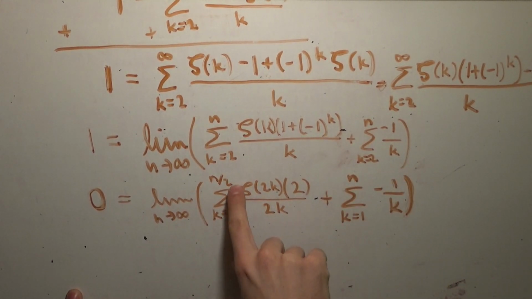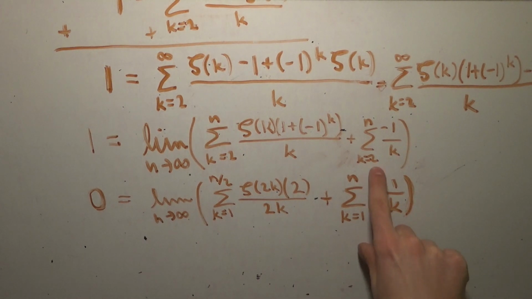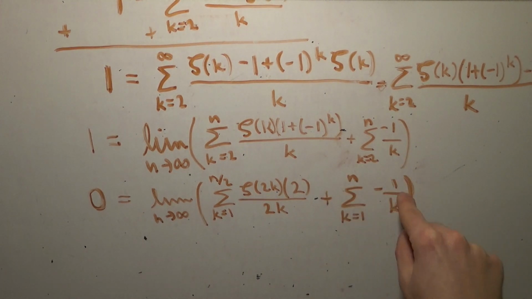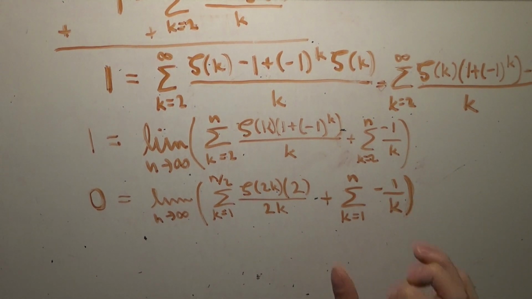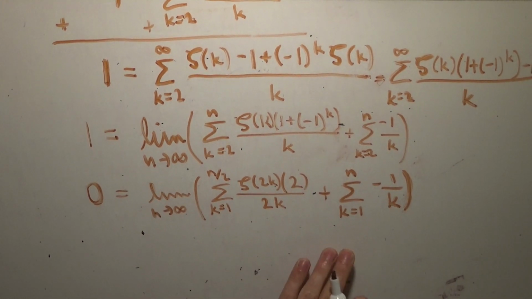So this one goes from 1 to n over 2, and this one goes from 1 to n. So if we take all the terms here that go from n over 2 plus 1 all the way up to n, then we'll be left with a series on this side of the equation that has the same indices as that one. If that's not completely clear, hopefully you'll see it when I do it now.